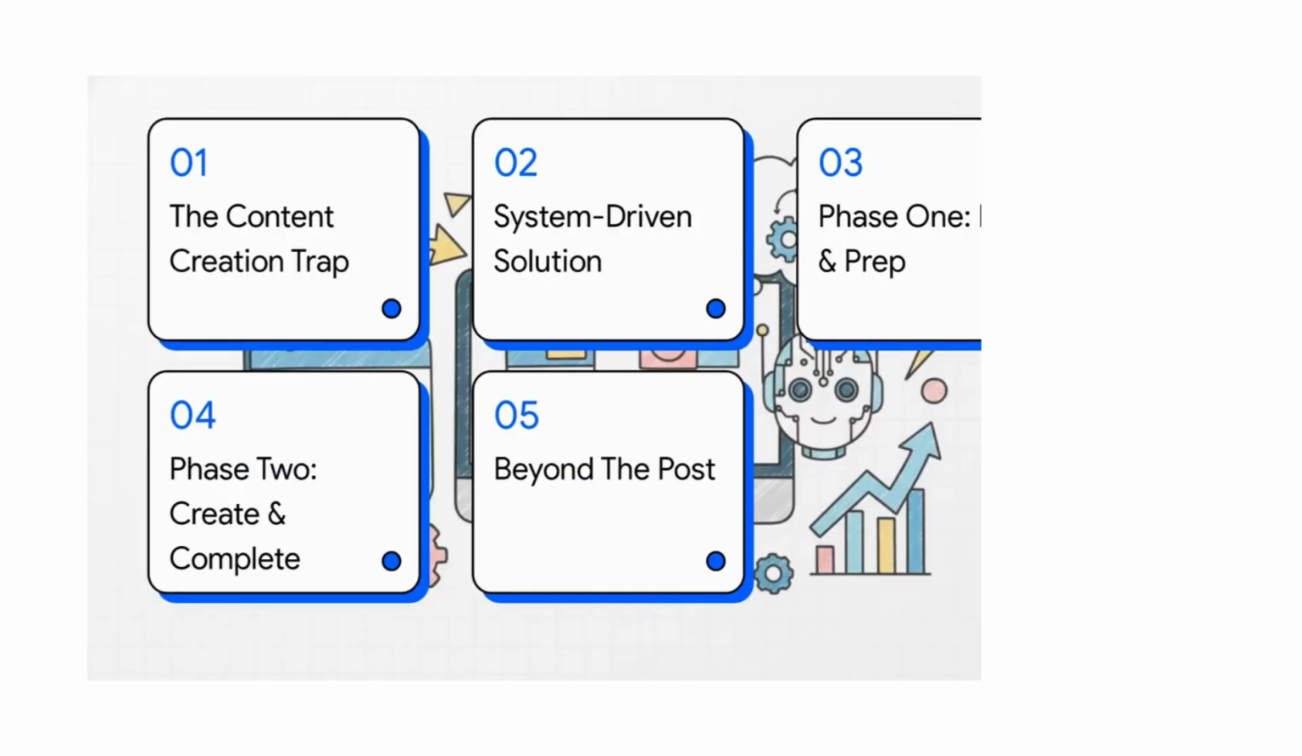So here's the game plan for today. First, we're going to talk about the content creation trap, and I bet it's going to sound familiar. Then we'll get into the good stuff, the system-driven solution. We'll break it down into two simple phases, plan and prep, and then create and complete. And stick around, because at the end, we'll talk about going beyond the post to really multiply your efforts.